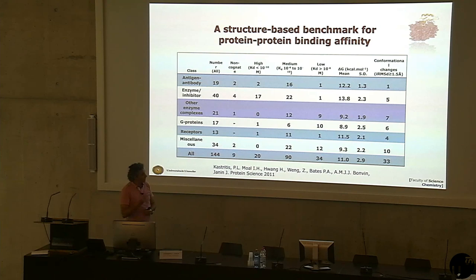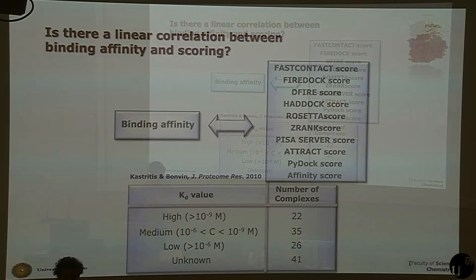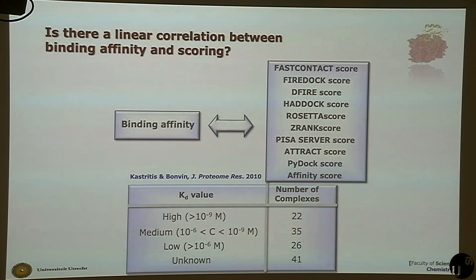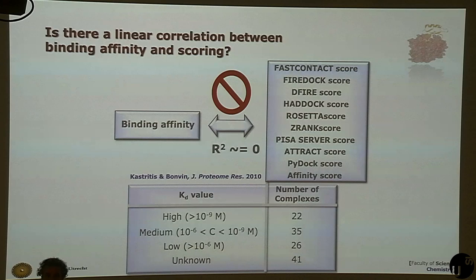Then using this benchmark, we calculated scores for different scoring functions in docking. We have our own Haddock score, but we also used Rosetta, Z-Rank, Attract, and the PISA server, which is used by the PDB. We calculated the correlation with those binding affinities. To make a long story short, this is what you are getting, an R squared of zero. No correlation between scoring function and binding affinity.